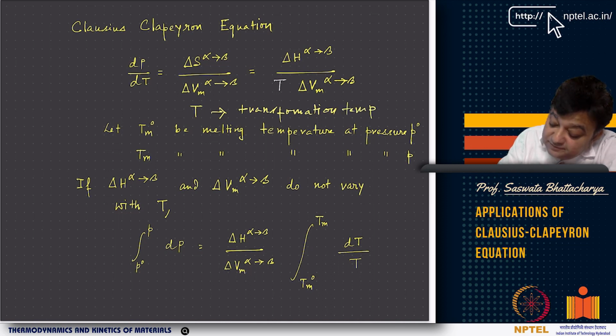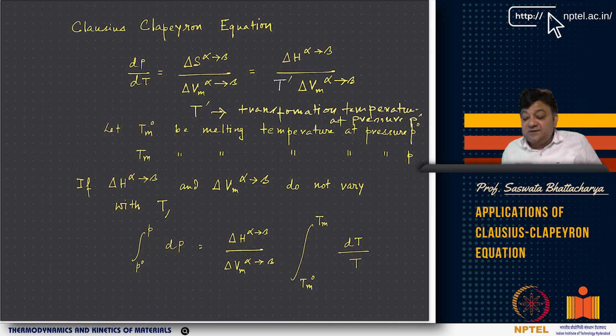At some pressure P prime. Maybe we can call it T prime. So T prime is the transformation temperature at pressure P prime. Now, if you see, you have this dT by T or dT prime by T prime. So basically, this is like ln T, and here you have P, and you have P minus P0.